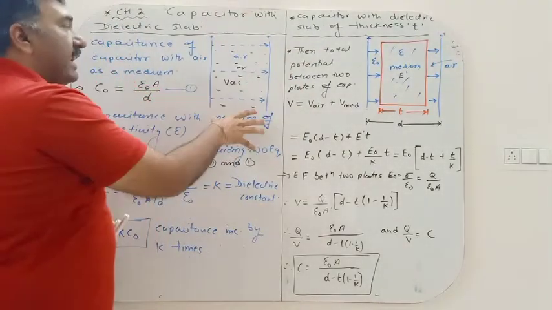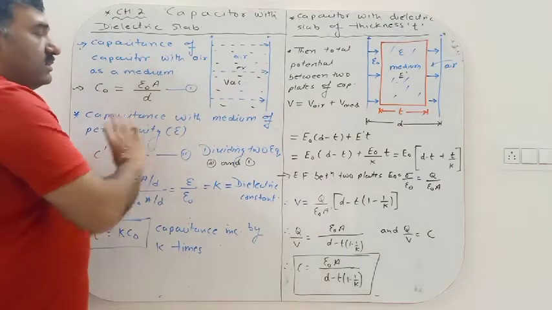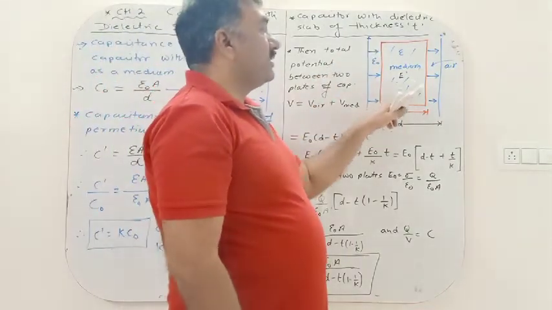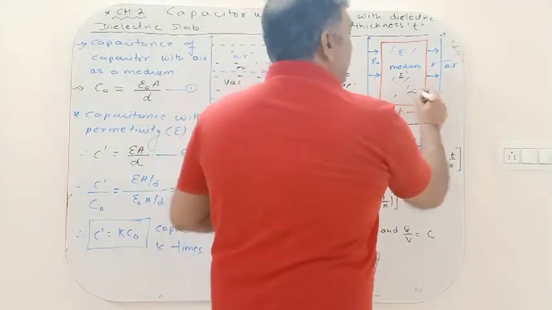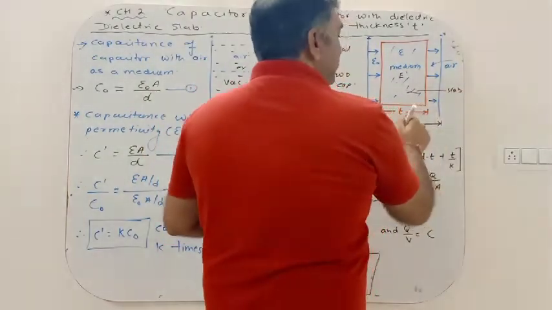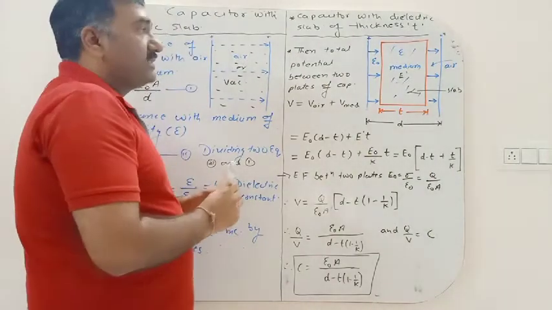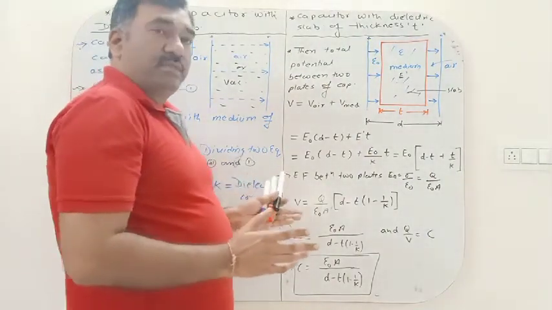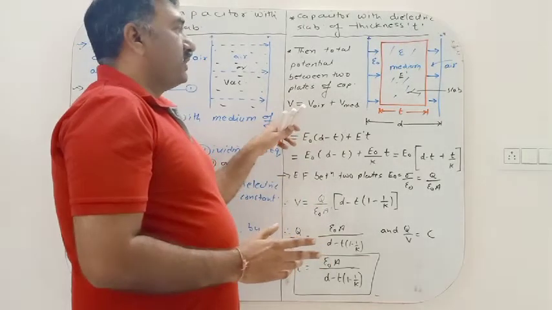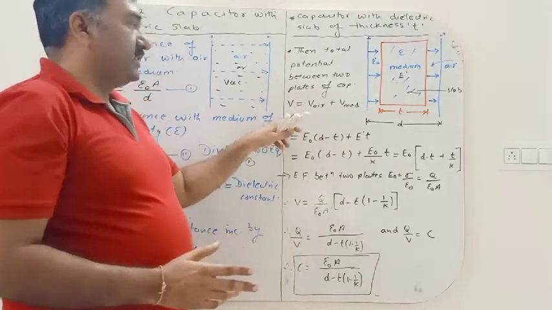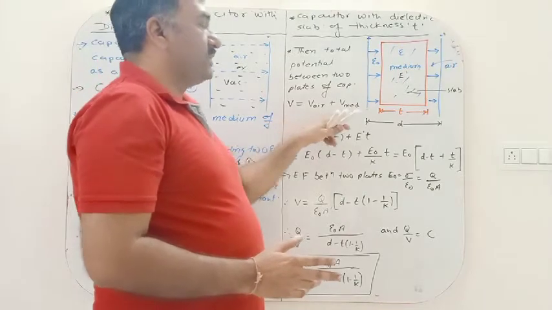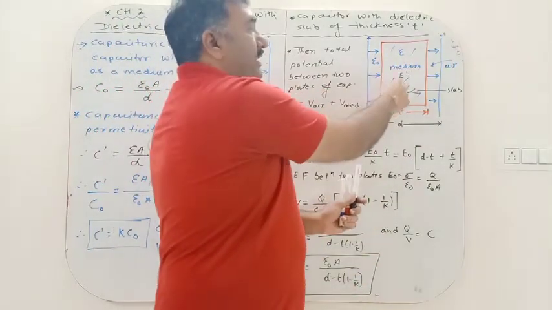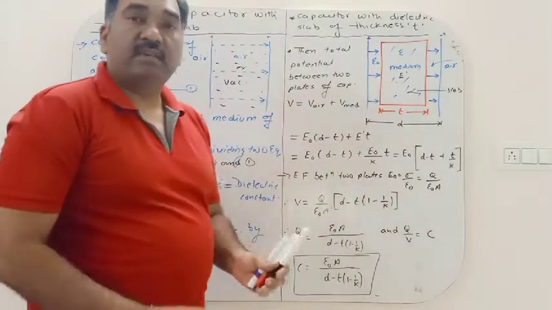Here we had filled the entire capacitor with the dielectric material. Here we are introducing a dielectric slab. The red colored part is the slab. The thickness of the slab is t, and d is the distance between the two plates. The very first thing, we have to find the potential difference between the two plates. The potential difference between the two plates of the capacitor, V, is equal to V in air plus V in medium, because here we have two parts. The red part is the medium and the rest is air.